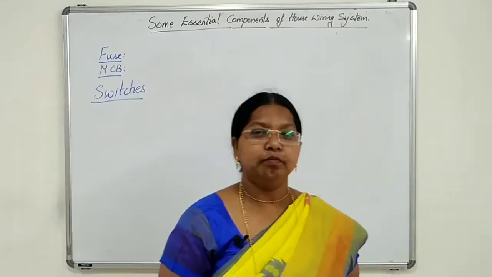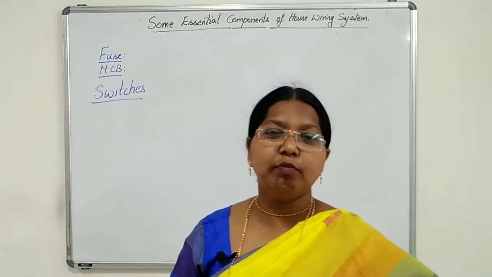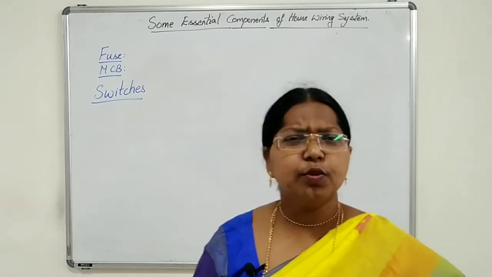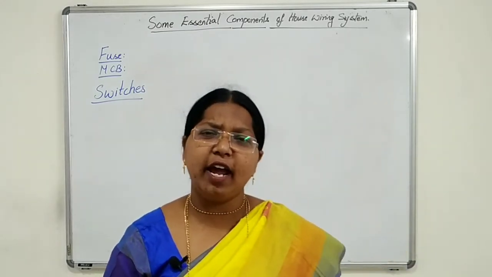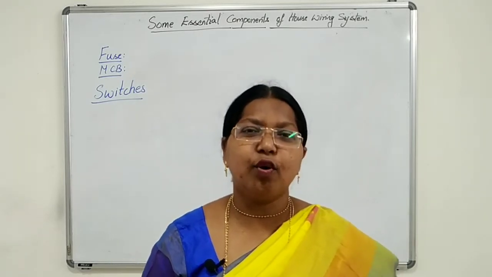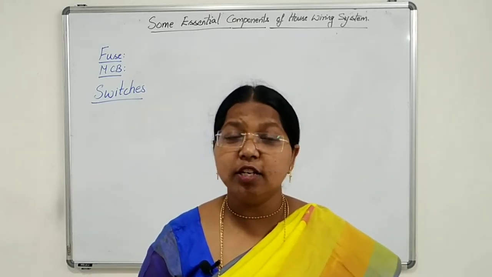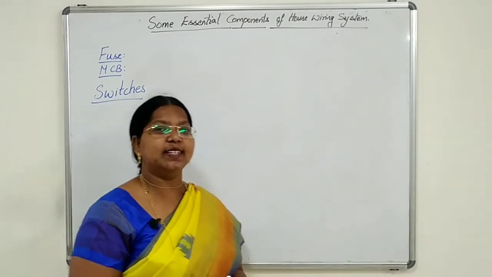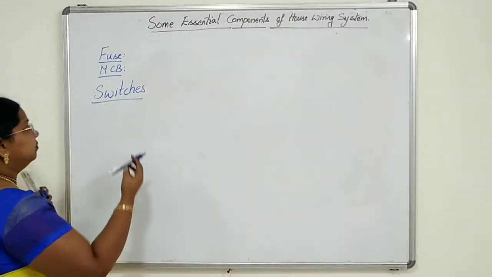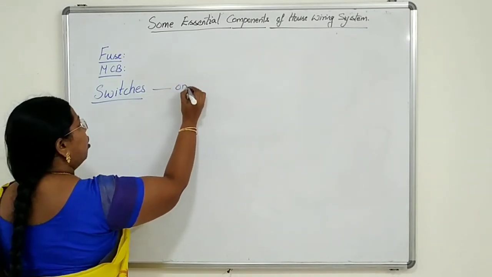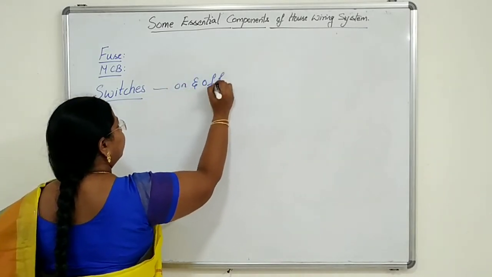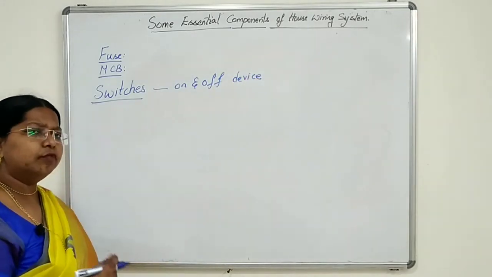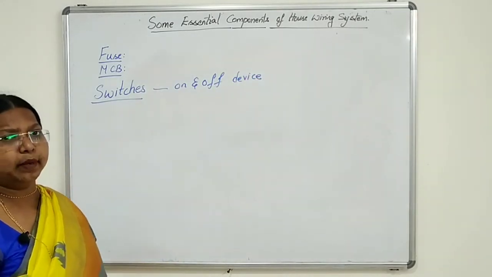Clear, students? Now we will talk about one more component in the household wiring: switches. A switch is nothing but an on and off device for the flow of current. This switch is always connected in the live wire. Switch should always be connected in the live wire. So it is an on and off device for the flow of current into the appliance.